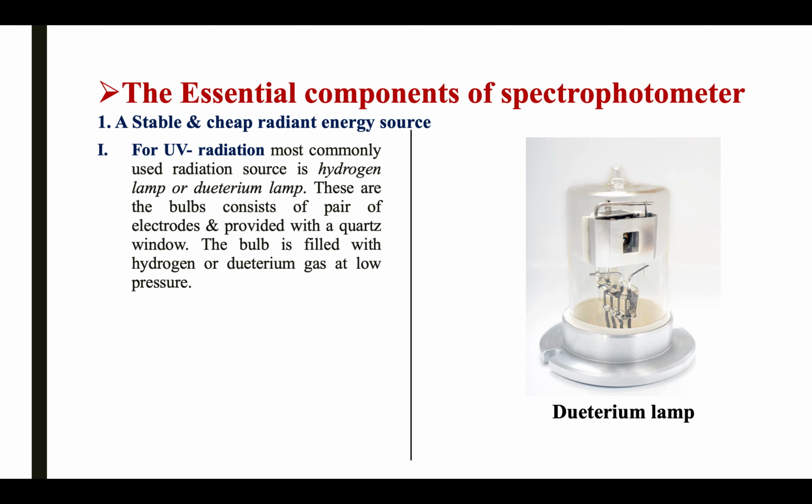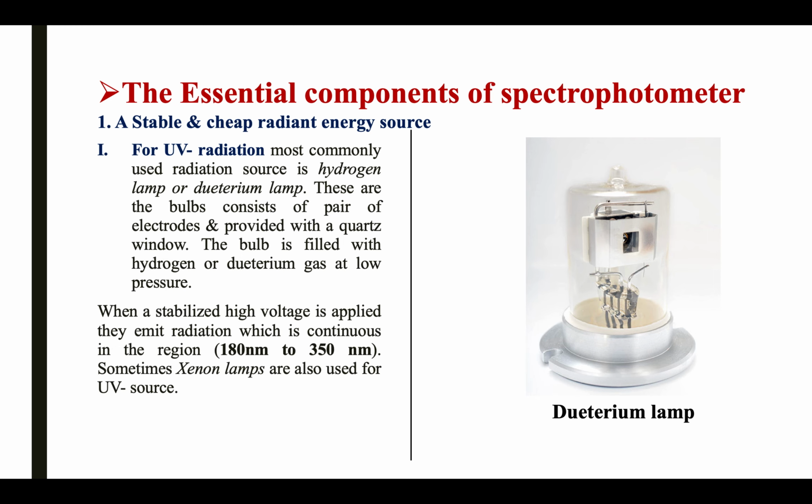In that bulb, as you can see in this picture, there is a pair of electrodes, and the whole glass is made of quartz because your radiation should not get absorbed by any glass material. That is the purpose of the quartz window. The bulb is filled with hydrogen or deuterium gas at low pressure, very low as compared to other bulbs.